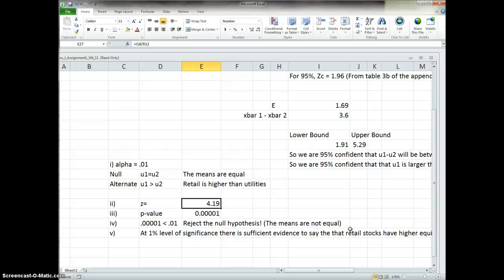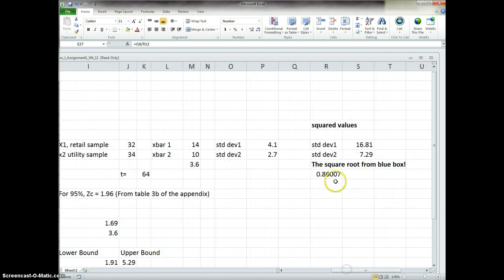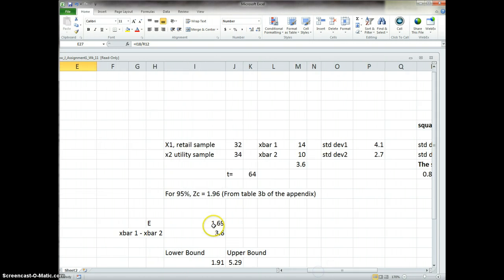To figure out the error of estimation, you're still going to need to start with figuring out that large square root. And then you multiply, instead of by the Z sub C value, by the T sub C value, which you have to look up. For your degrees of freedom, pick the smaller of the 2 values. So if we had to use the T distribution for this, 32 is smaller, so we would use 31 degrees of freedom. That's how we do it without using really advanced software.